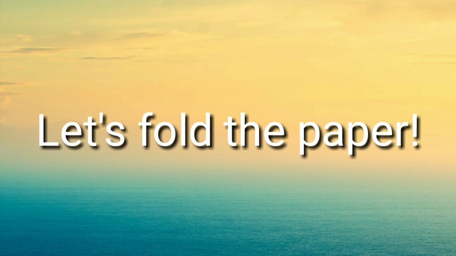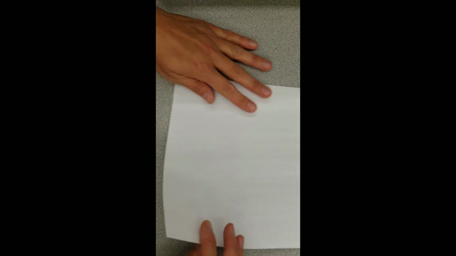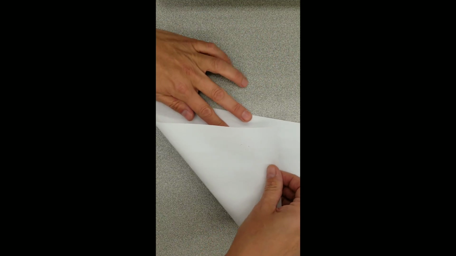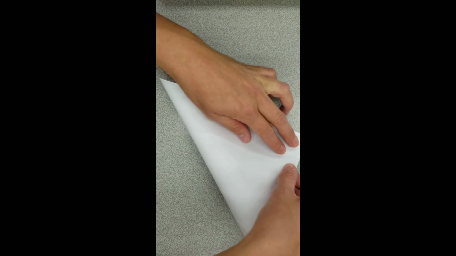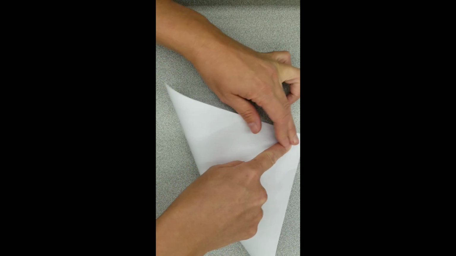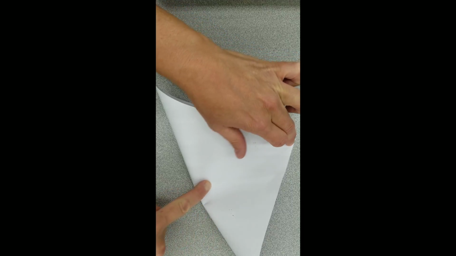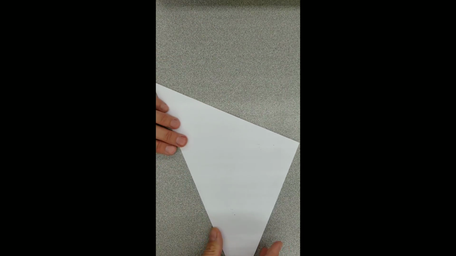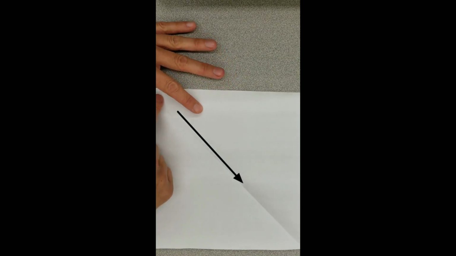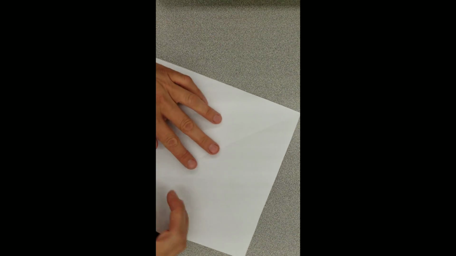Let's start by folding the paper. Let's go ahead and do this part together. Take your paper and fold it into a triangle. Aim up the pointy part of the triangle. Bring your finger down the paper and then press the edges to make a perfect triangle. Let's open it up. There you go, one line.